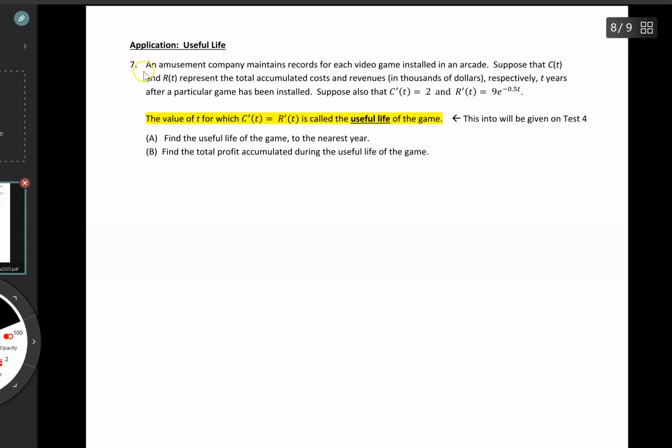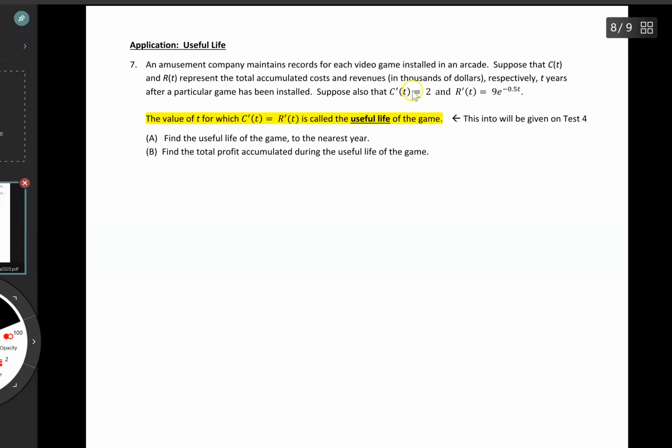But here's our problem. It says, an amusement company maintains records for each video game installed in an arcade. Suppose that C of T and R of T represent the total accumulated costs and revenues in thousands of dollars, respectively, T years after the game has been installed. So I'm inputting time in years after the game was installed, and I can calculate total cost over that time, and I can calculate total revenue over that time.